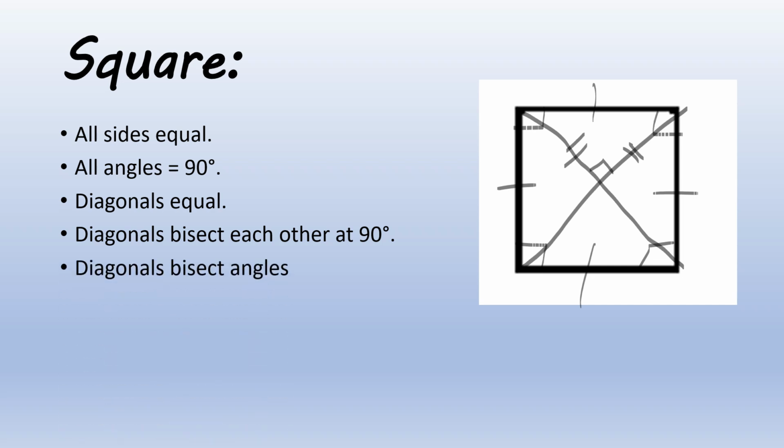And the next one, diagonals bisect angles. Okay, they bisect the angles. Now what do you mean by they bisect the angles? Now here you can see it's a 90 degree. Now I have drawn a diagonal over here, so this 90 degree will get split. So this side will be 45, this side will be 45. So this is the meaning of diagonals bisect angles.